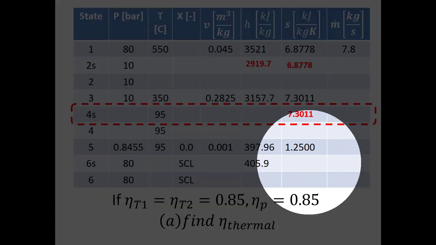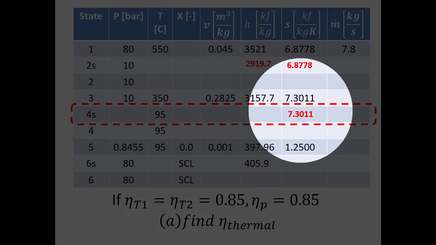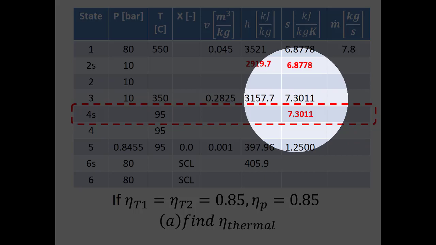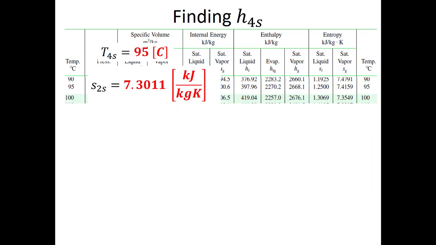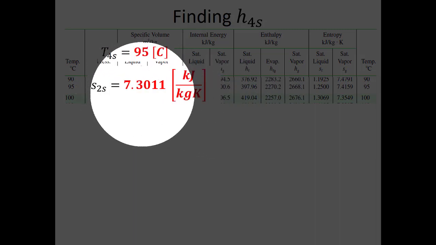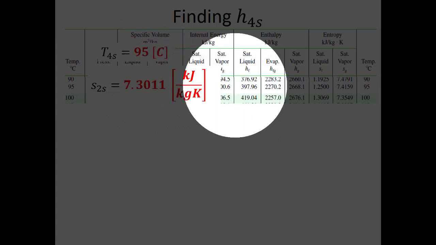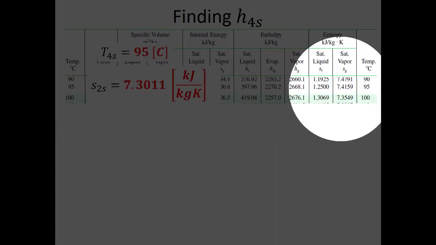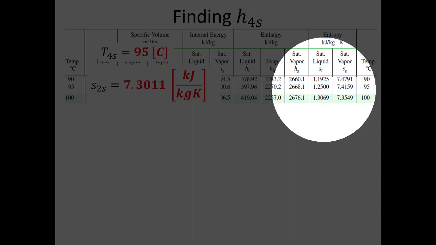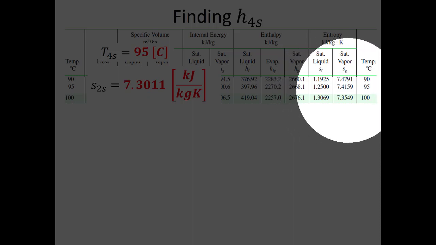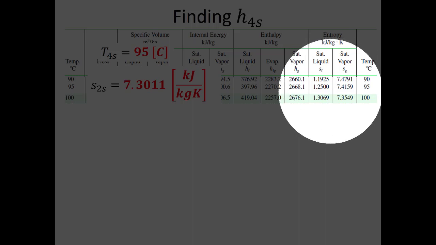Right, so here again, because this is an isentropic process, S of 4S is the same as S3. Again, now I have this specific entropy. I know the temperature is 95 degrees, so that's this line. I've kind of jumped on top of this line a little bit. But here I see that my 7.3 is between SF, which is 1.25, and SG, which is 7.41-ish, right? So here I'm in between these two values.